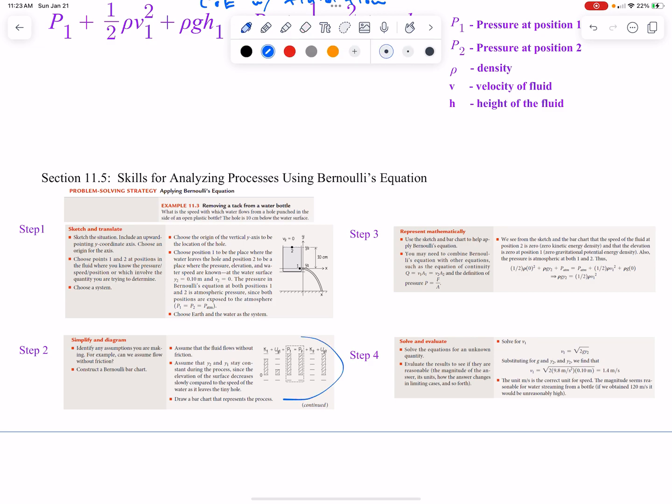Constructing a Bernoulli's bar chart will also be very helpful. Okay, then you're going to sketch out part of the chart that will help you with the equation. Okay, and then you're going to start canceling out and zeroing parts of the equation. And then finally, you can go ahead and solve the equation for any unknown variables.